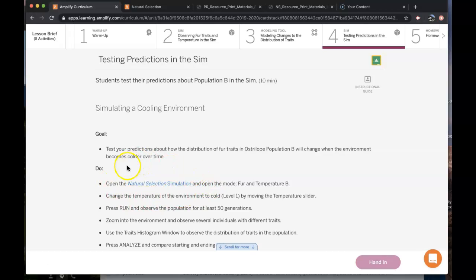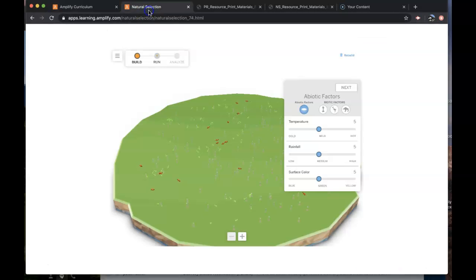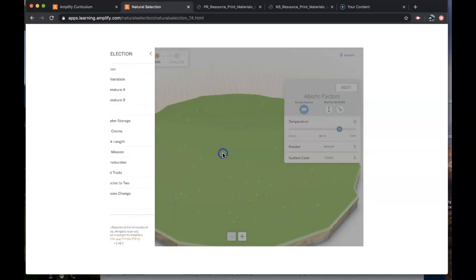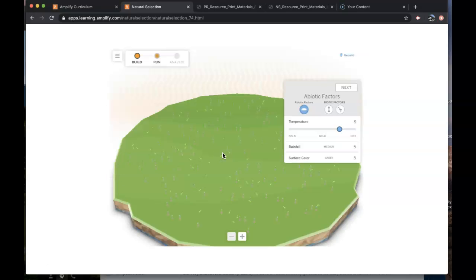Again, do not click on this link. Go to the app that you have downloaded from self-service anytime you see the natural selection simulation link. So this time we're going to be in fur and temperature B mode. So you click on the hamburger and then fur and temperature B, and then you're going to load that.